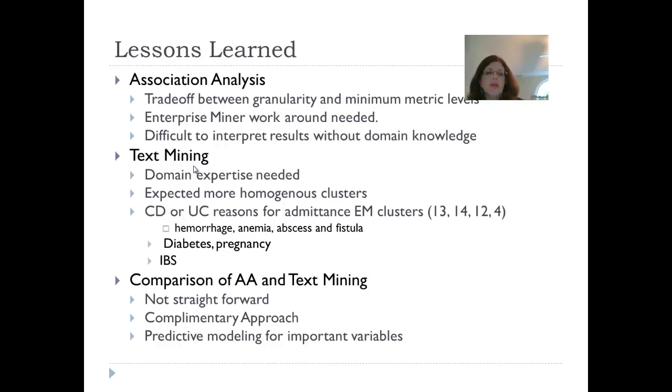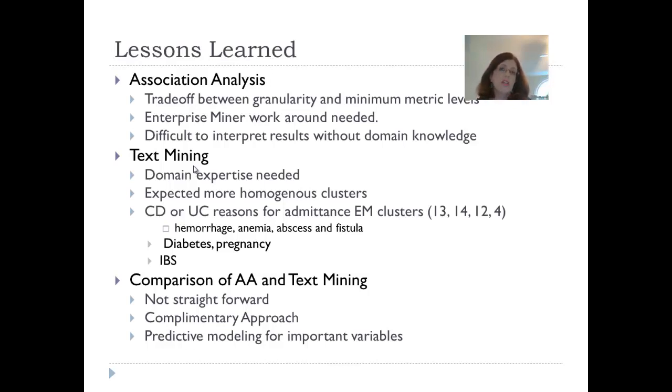So let's talk a little bit more about the comparison of the association analysis and text mining results. We found there's no metric, no single stat to say, here's association analysis rules and here's the text mining clusters, predictive modeling, and compare the two and say one's higher than the other. That doesn't happen that way with association analysis and text mining. So we've taken more of a complementary approach. What information did we get from association analysis and similar information from text mining? To add those together and to look at the outside domain knowledge and to see what was reasonable.